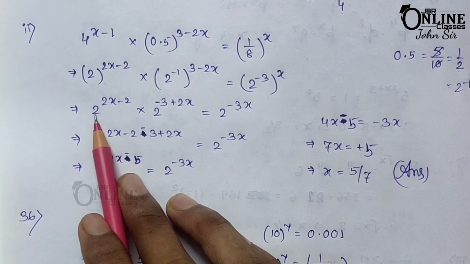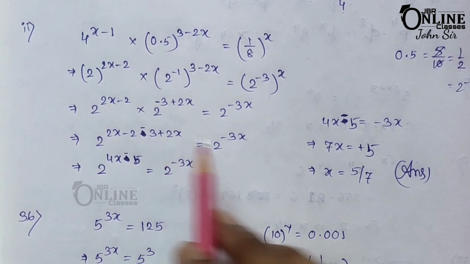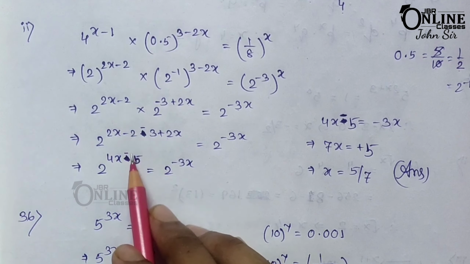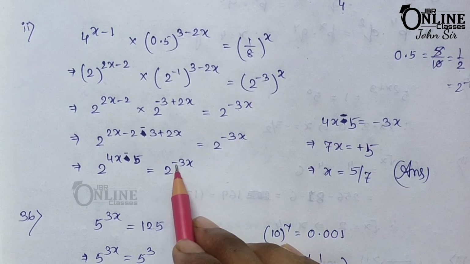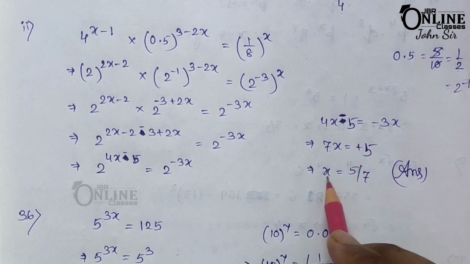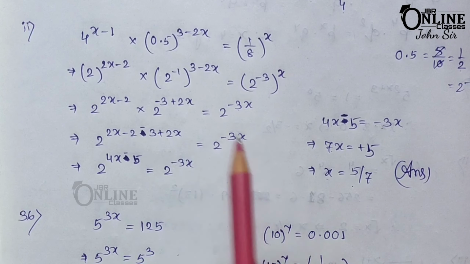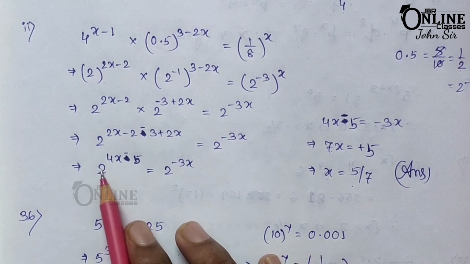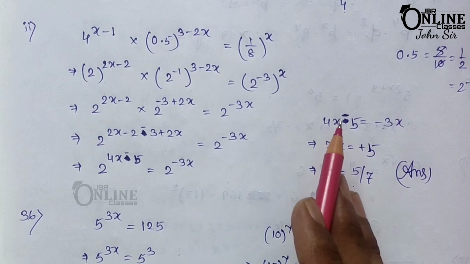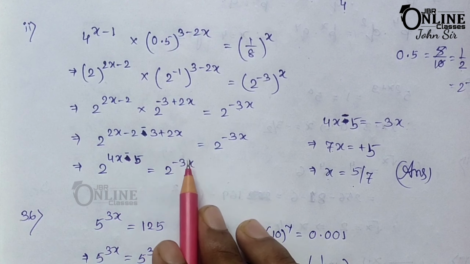So here both the bases are the same, so the powers will be added. So 2x minus 2, then minus 3 plus 2x, here also 2 to the power minus 3x. So after addition, 2 to 4x, and here minus 5. So 4x minus 5 equals minus 3x. 7x equals 5, then x equals 5 by 7. That means whenever you want to solve this problem, first you have to make both the bases the same. Okay, when both the bases are the same on both the left and right side, then you can easily compare that this power will be equal to this one.